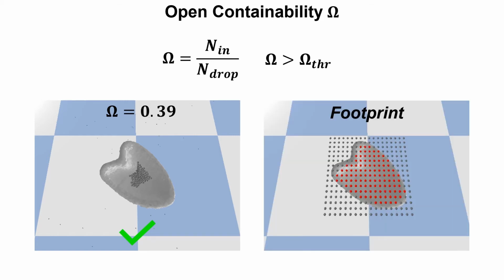Here, we show the initial positions of the particles before the drop. The red highlighted particles are those which end up retained in the object after the drop. The XY coordinates of these particles define what we call the footprint of the object.